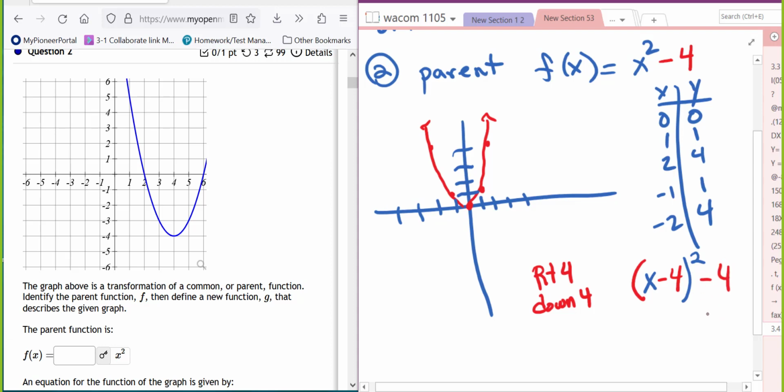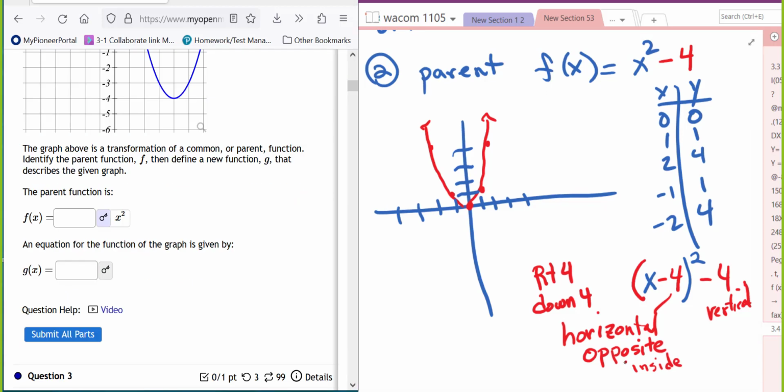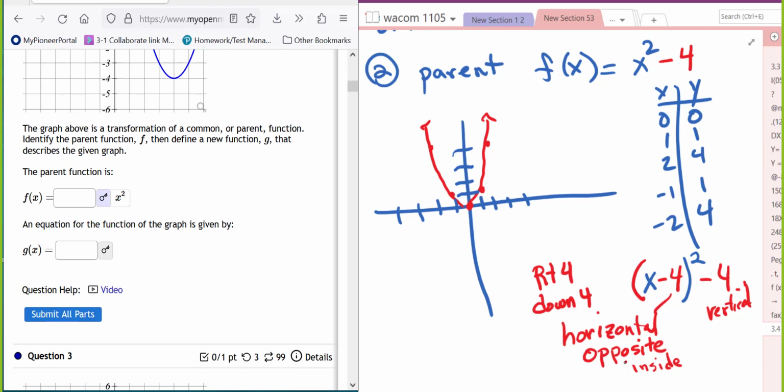So vertical movement does exactly what it says, and it's outside. Horizontal movement does the opposite, and it is on the inside with your function. And then they just want us to type that. And you would not multiply this out. You would put it just like that.